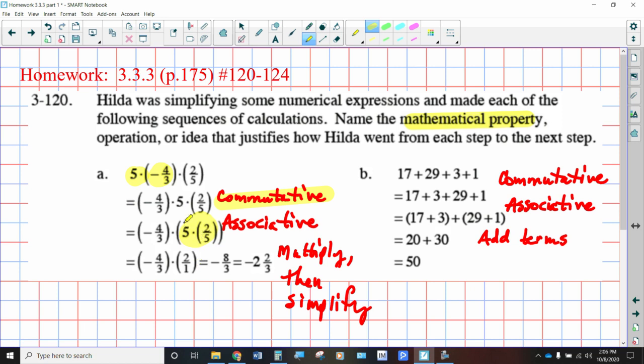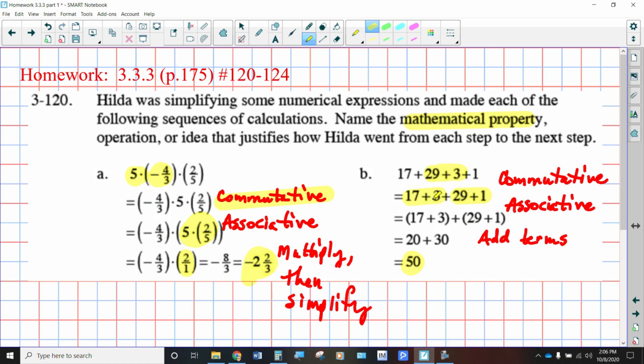So multiplying 5 times 2/5 was a lot easier because that answer is 2. And now 2 times 4/3 is 8/3. So this becomes -8/3, which is -2 2/3. Here, same kind of idea. If you want to rearrange the order of those two numbers, so you can add the 17 and the 13 first, then the 29 and the 1, now you can do this mentally, right? That's 30, that's 20, so your answer is going to be 50.